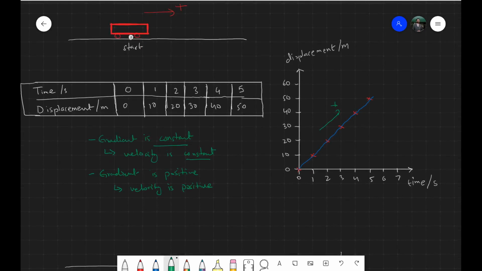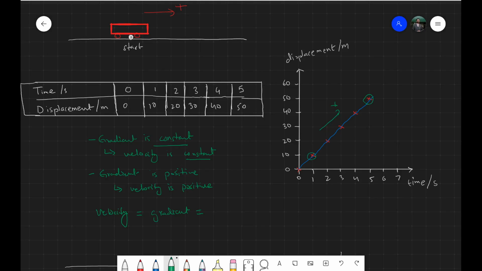We can also find out the value of the velocity for the journey. Since the velocity is constant for the whole journey, instantaneous or average velocity will have the same value. So how do you find out the velocity? Well, you find it from the gradient of the graph, and for that you need 2 points.